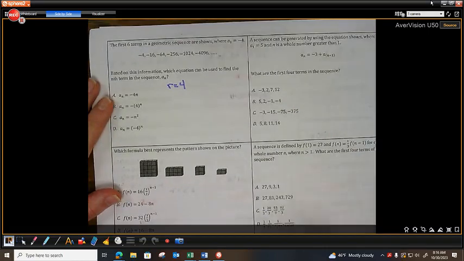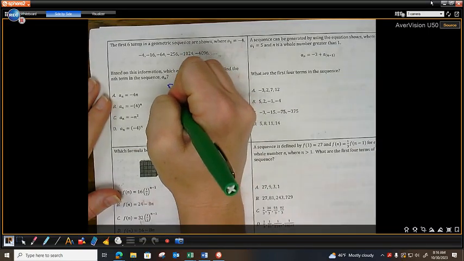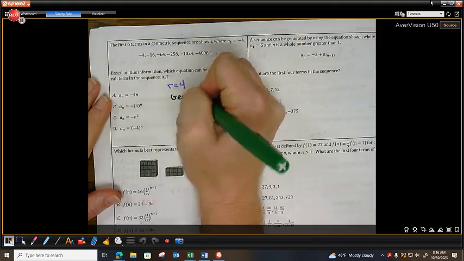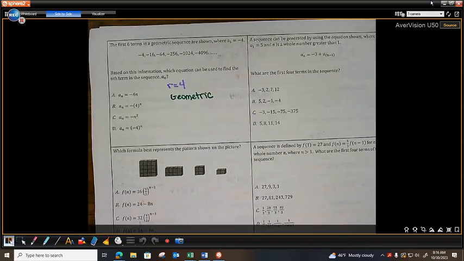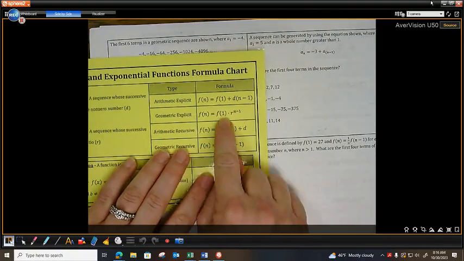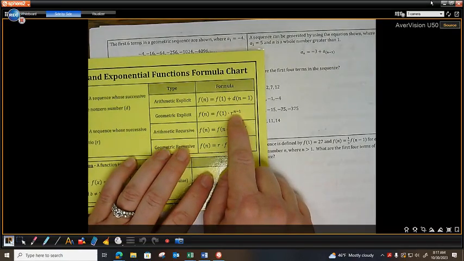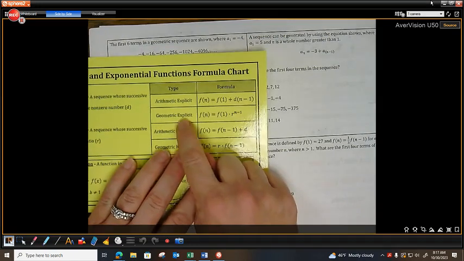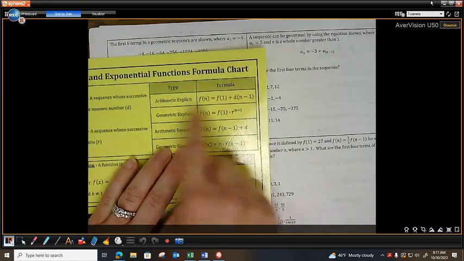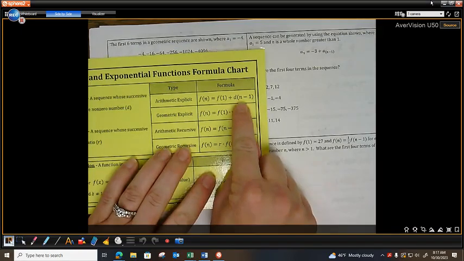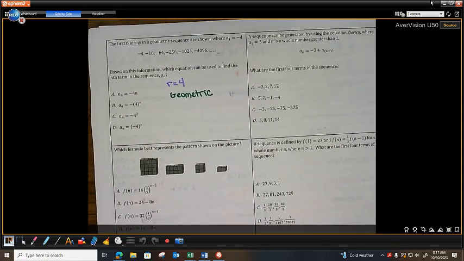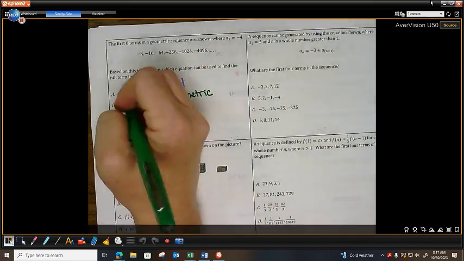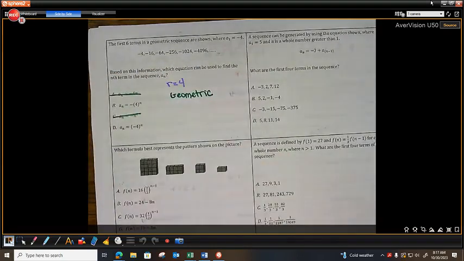If we're multiplying, what kind of function is this? Geometric. Okay, we already said it's not recursive. So let's look at our explicit geometric. I should have an exponent. Do you see how your geometric formula has an exponent? Does your arithmetic have an exponent? No. So look here. Which of these have your variable in the exponent? B and D. So I know it's definitely not A or C.